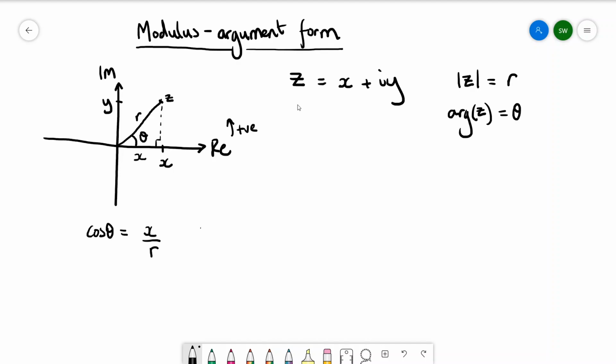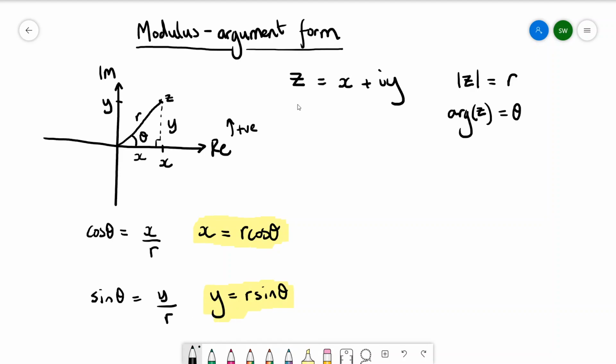So that gives us a really useful formula for finding x. X is equal to r cos theta. So that means that if we know the modulus and the argument, then we can find out what x is. Similarly, we know that sine theta is equal to opposite over hypotenuse. The opposite side length in this right angle triangle is y. So we know that sine theta is y over r. So that gives us a really useful formula for finding out y, the imaginary part, r sine theta.